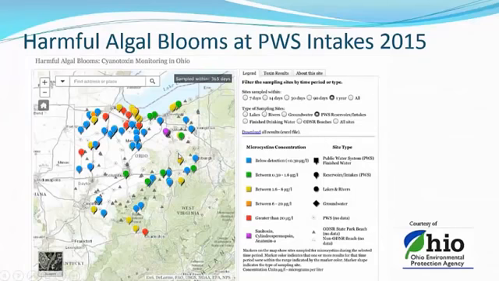For those who don't know, this is from the Ohio EPA website. I downloaded this last night. It shows the harmful algal blooms at water treatment plant intakes this past year. This is blooms, not saying that there's toxin there or that there's any kind of problem with the water. This was just where they had blooms at intakes that could potentially create toxins.